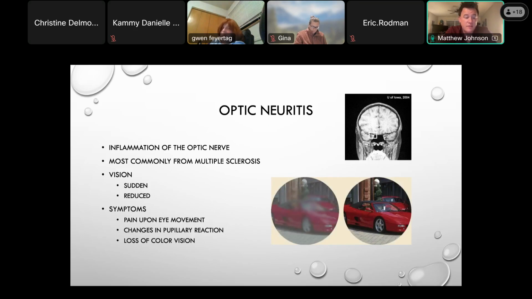It is definitely reduced. There can be pain upon eye movement just because of the inflammation of the optic nerve, which adds extra pain. The pupils don't react because if visual impulses aren't going through the optic nerve appropriately, that affects how the iris is functioning. And you even get a loss of color vision, depending on where the inflammation or swelling is happening within the nerve.